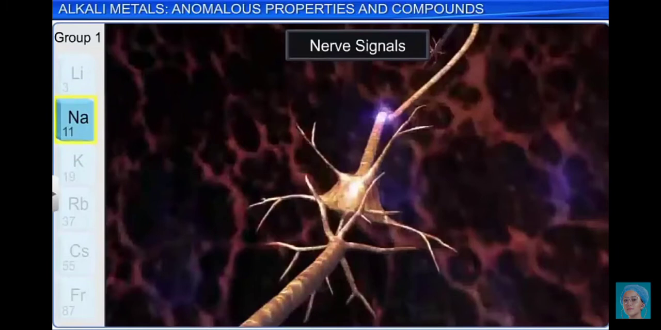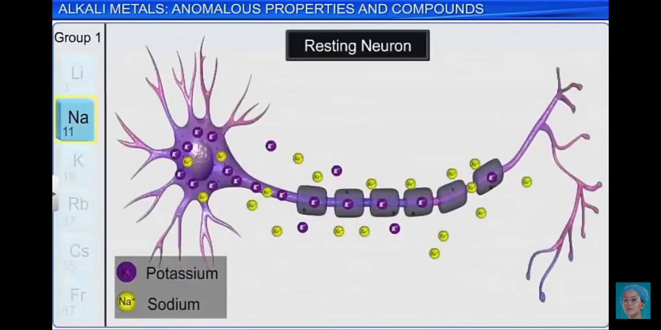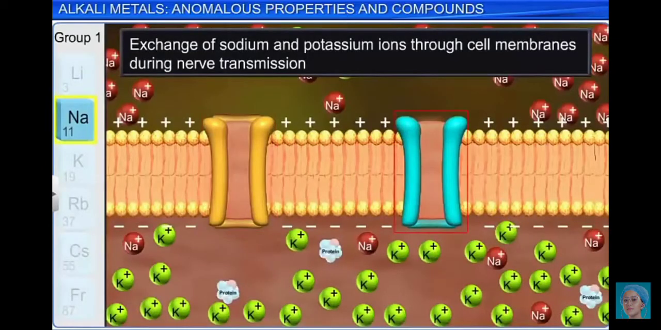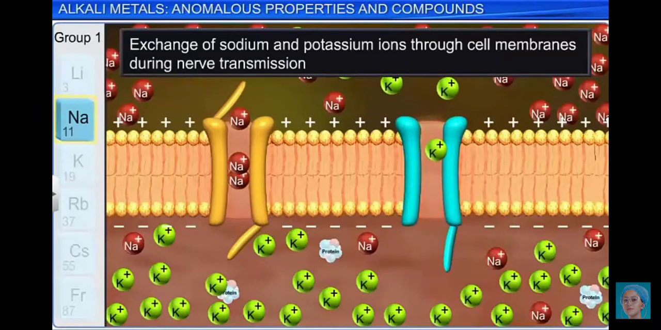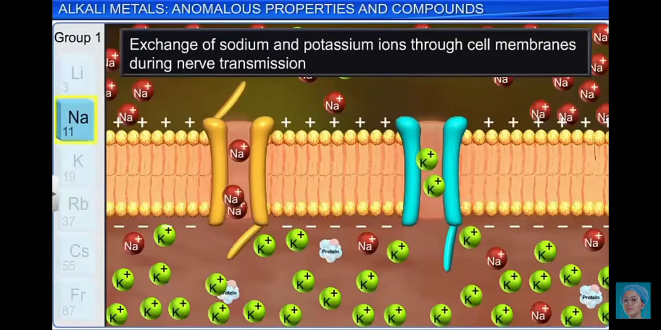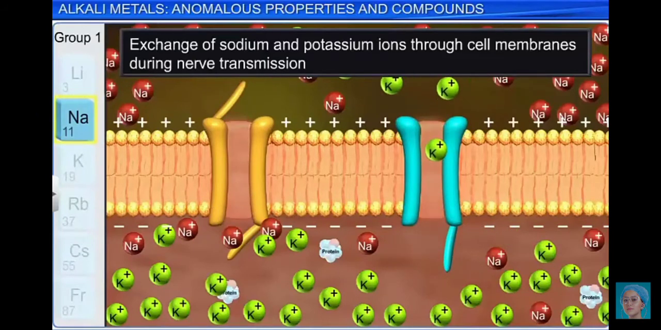In a resting neuron, the concentration of potassium ions is about 30 times higher inside the cell than outside. The concentration of sodium ions outside the cell is about 10 times higher than inside the cell. There are sodium ion channels and potassium ion channels in the cell membranes. When these become activated, sodium ions rush into the cell and potassium ions flow out of the cell. The movement of sodium and potassium ions across the membrane causes the polarity of the membrane to change momentarily. As this moves down the neuron, the nerve signal travels through the body.